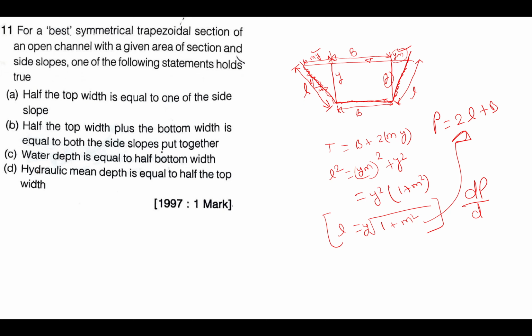After the calculation you will get what? Your top width T is equal to 2 times L, or you can say half of the top width is equal to one side length. So your first option is written very well: half the top width is equal to one of the side slopes. Yes, definitely it will be correct. So option A will be the correct answer for question number 11.